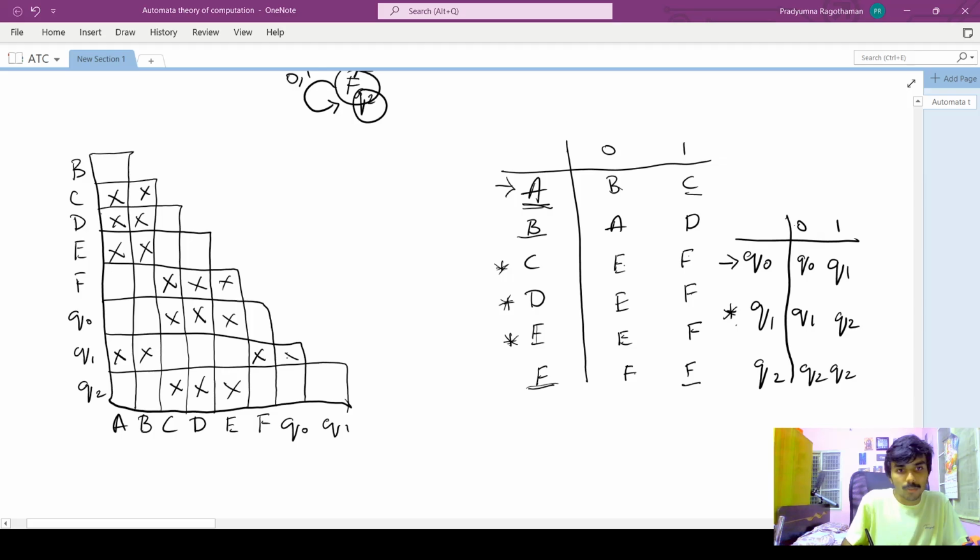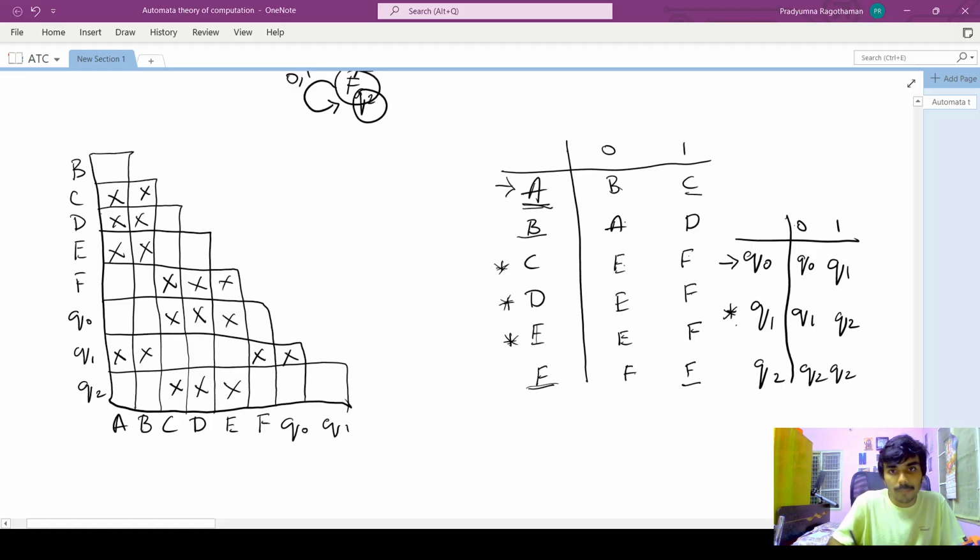Q0 is also not a final state. We have completed step 1 of the table filling algorithm here. So let's again do step 2. AB, let's start from one side.